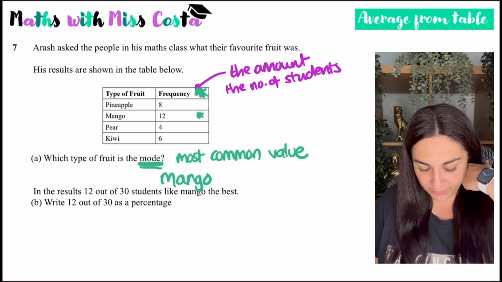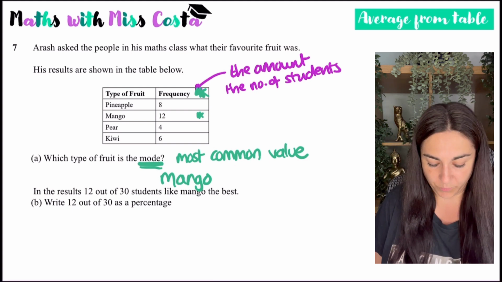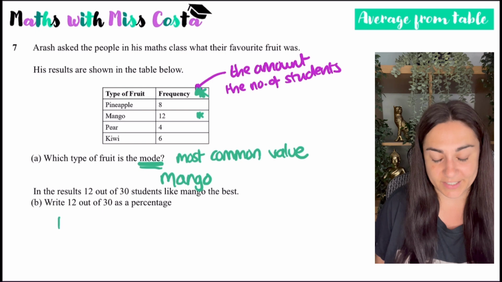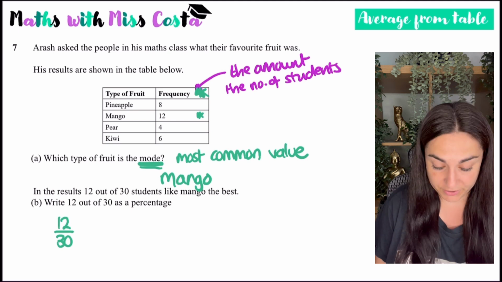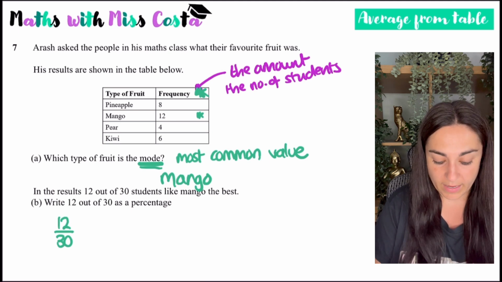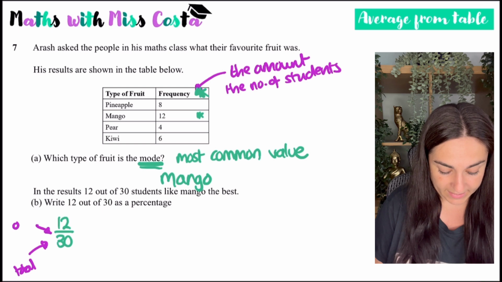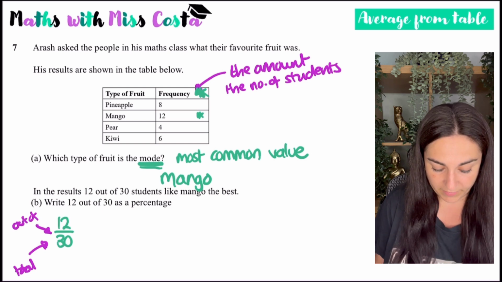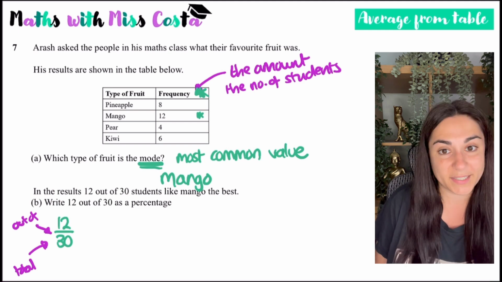In the results, 12 out of 30 students like mango the best. Write 12 out of 30 as a percentage. So 12 out of 30, first of all, I'm actually just going to write that as a fraction. To turn any number out of a total into a fraction, you write the total as your denominator. And then this little line can serve to mean out of. So 12 out of 30 students like mango the best. And I need to turn this into a percentage.